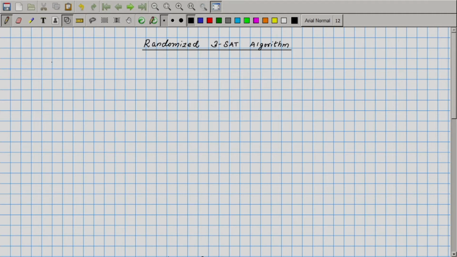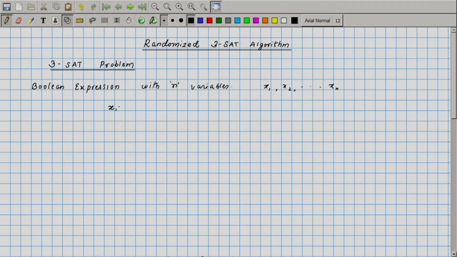So, in this lecture we will learn about an algorithm for the 3 SAT problem. So, let us understand what this problem is. We are given a Boolean expression with n variables. This Boolean expression is in a particular format. Let me call the variables x1, x2, dot dot dot, xn.